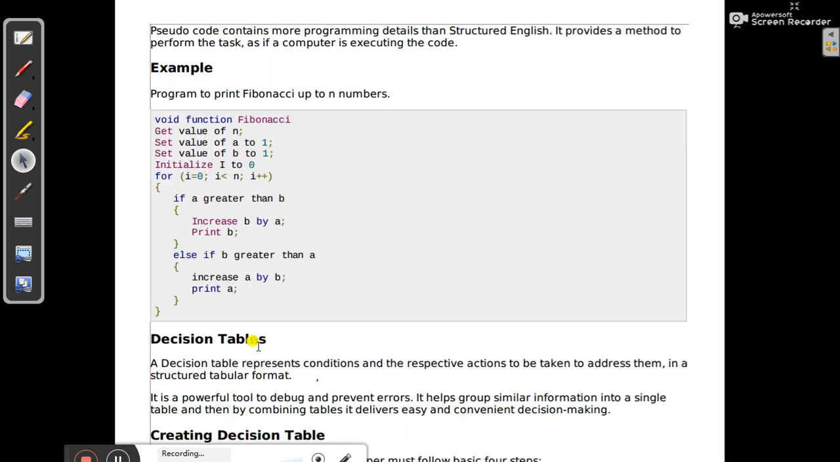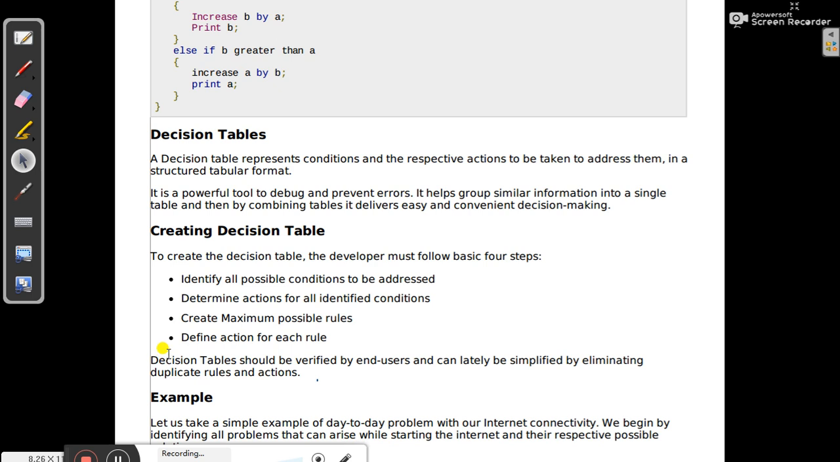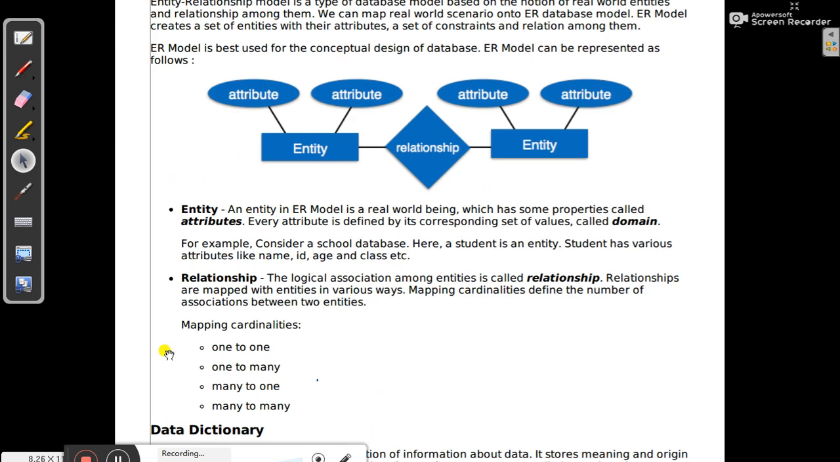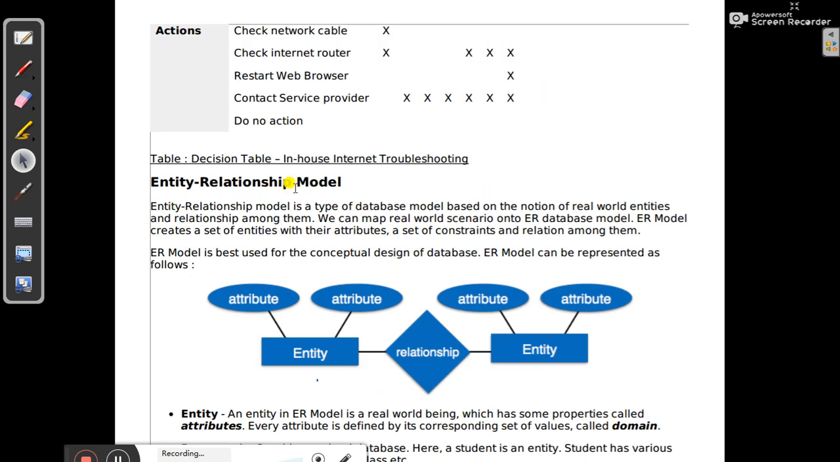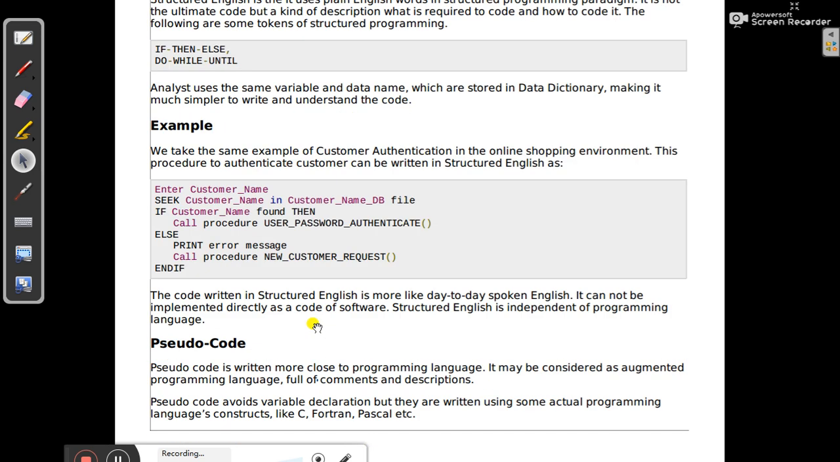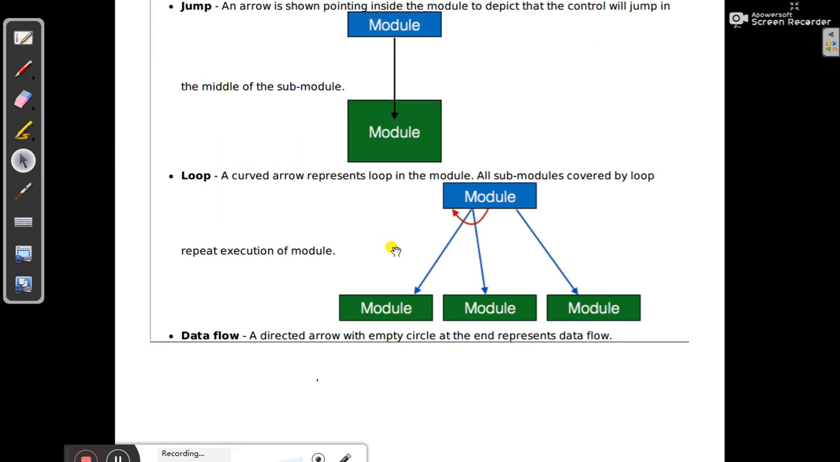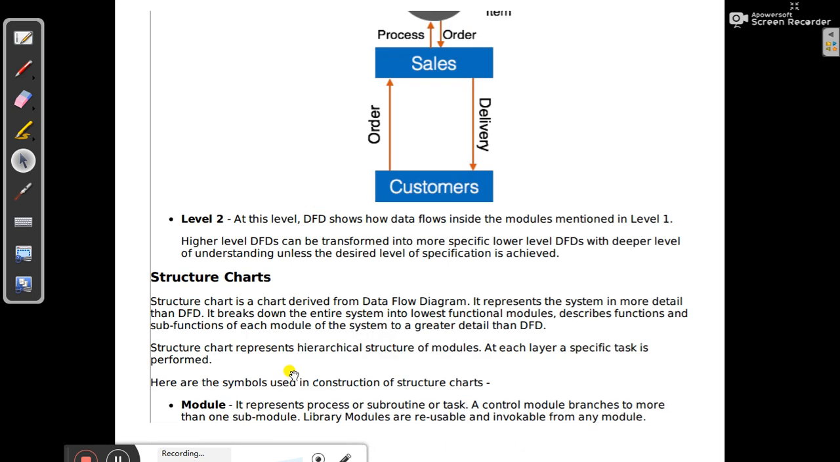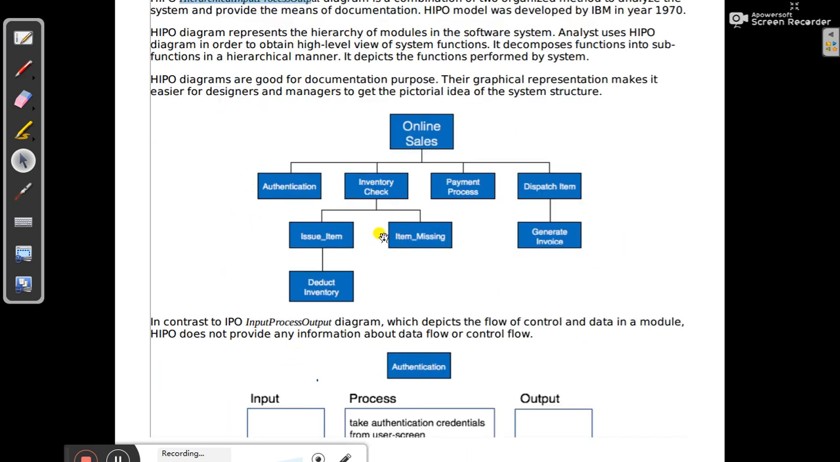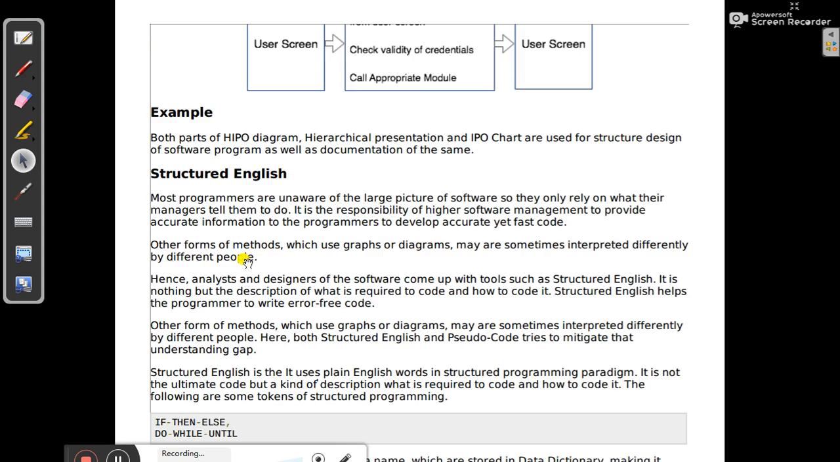There is another one, structured English, and there are other techniques like pseudocode, or decision tables. And there is another technique, that is the entity relationship model. The entity relationship model is a type of database model. Actually this type of model is used to show the databases of a system. Okay, so this is important.